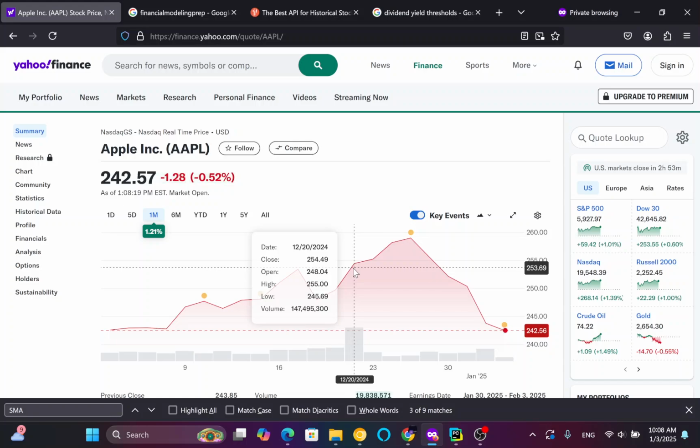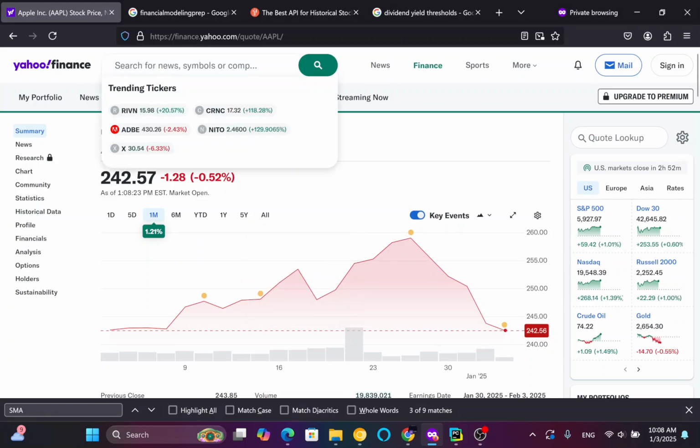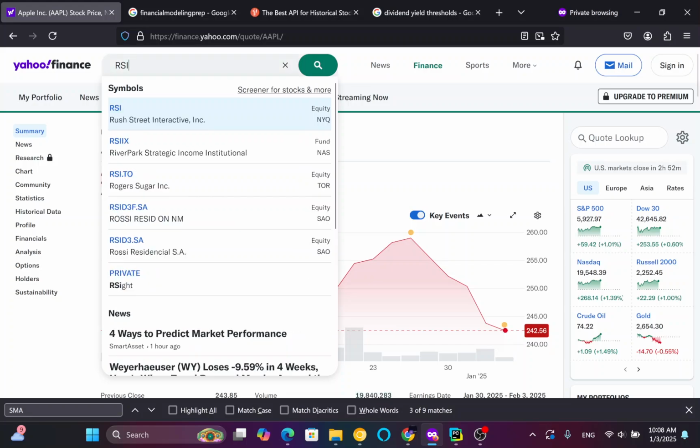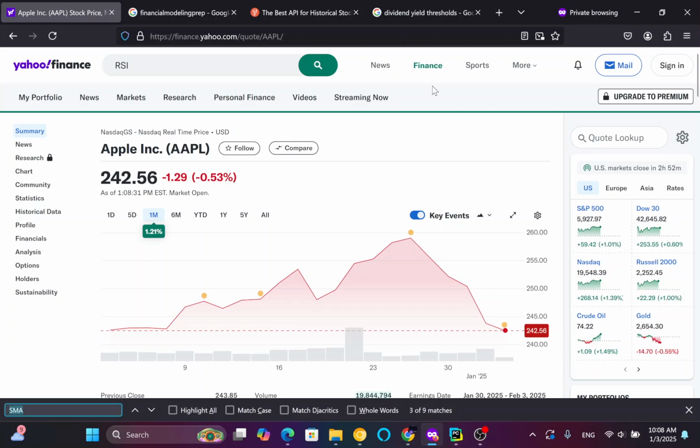Next is relative strength index, or RSI. So RSI measures momentum on a scale of 1 to 100, and if it's above 70, it means that the stock is overbought, and if it's below 30, it's oversold.